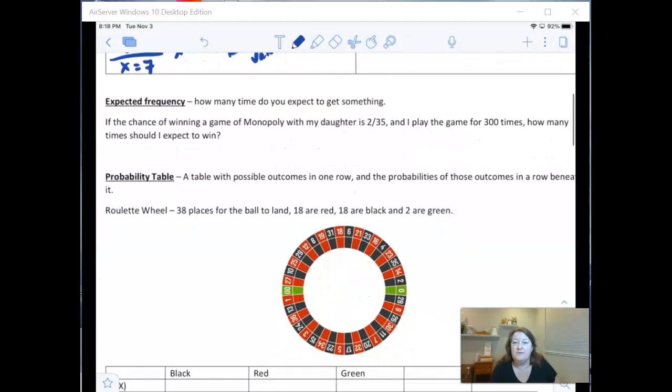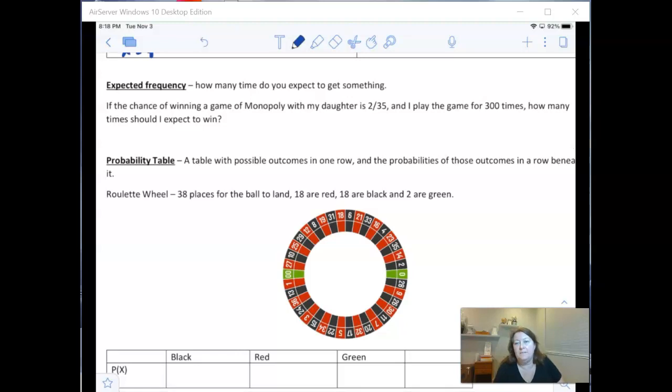All right, expected frequency. That's just telling us how many times you expect to get something, to have something actually occur. So let's talk about the chance of winning Monopoly.